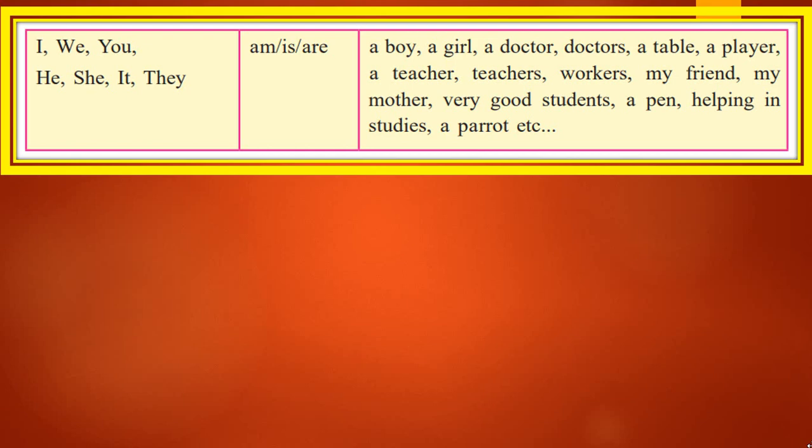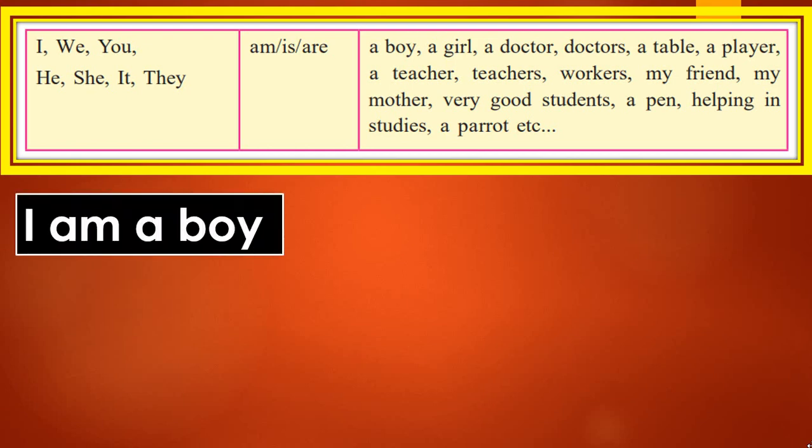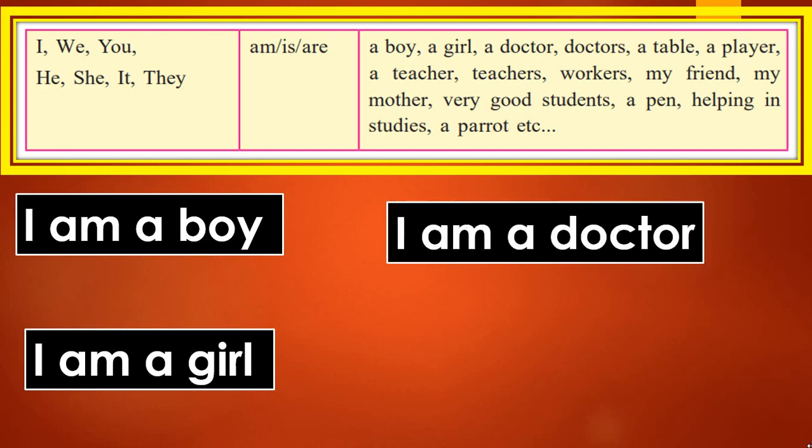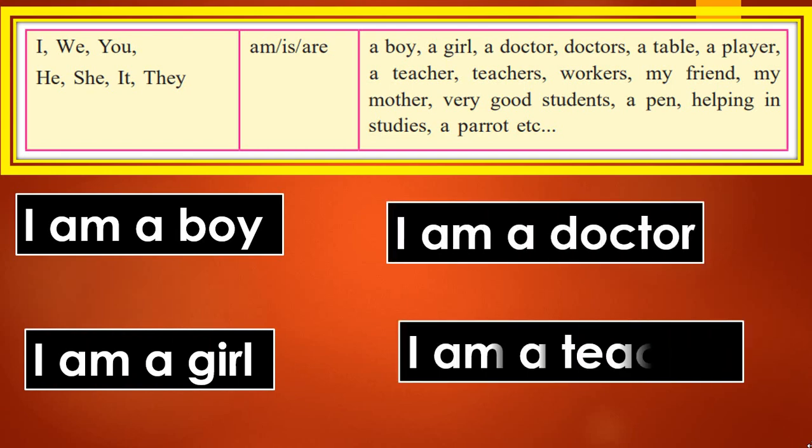See, start with I. I am a boy. Okay, now, I am a girl. I am a doctor. I am a teacher. I am doctors is not possible. Okay, I am a player can be one.